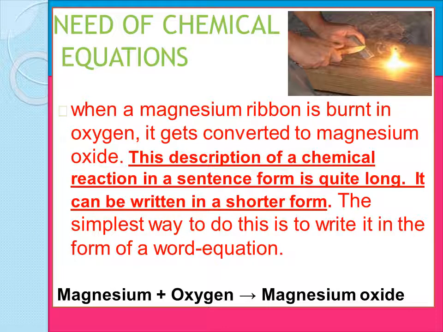Now what is the need for chemical equations? Suppose, for example, you burn magnesium ribbon in the presence of oxygen. If I ask how you will describe the reaction, describing a chemical reaction in sentence form is quite long. It will take a long time. So it can be written in a shorter form by using chemical equations. For example, if you burn magnesium in the presence of oxygen, it will form magnesium oxide. You can simply say magnesium plus oxygen forms magnesium oxide. It's very simple.